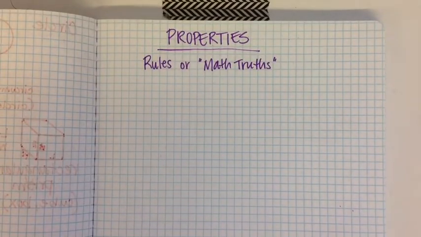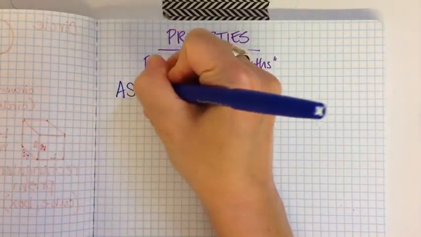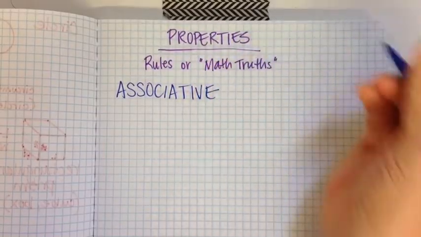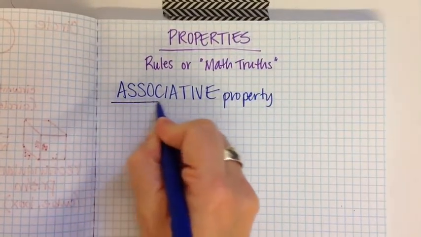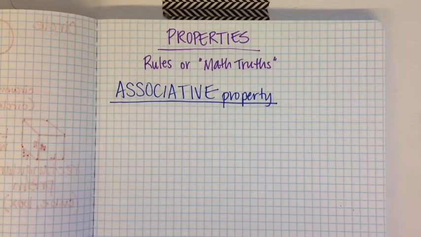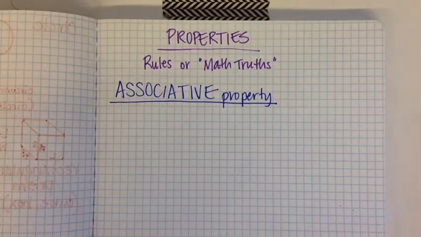And so the first one that we're going to talk about is the associative property. And you might have heard the word associate. Your parent might say, "Oh, I don't want you to associate with Mrs. Langton. She's not a good kid," which just kind of means don't hang out with. And so the associative property is all about who numbers are hanging out with.